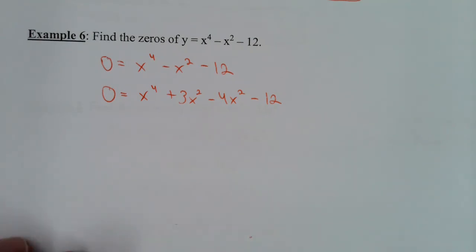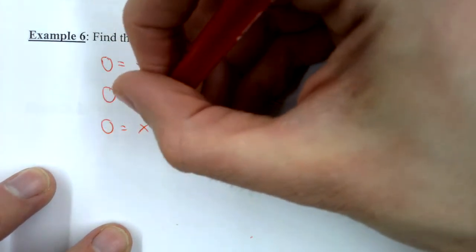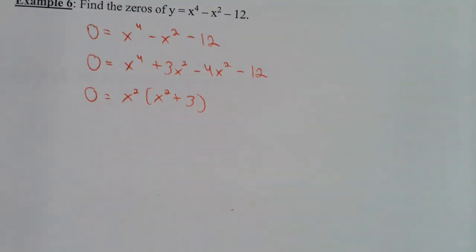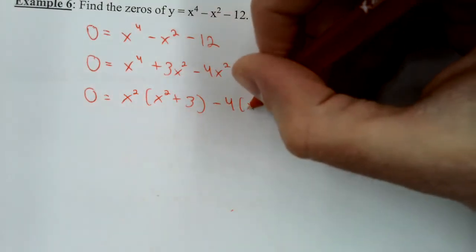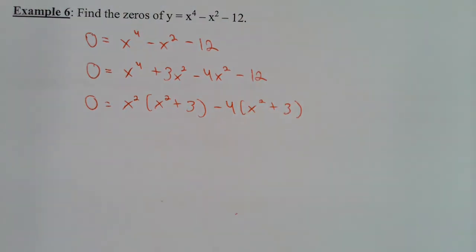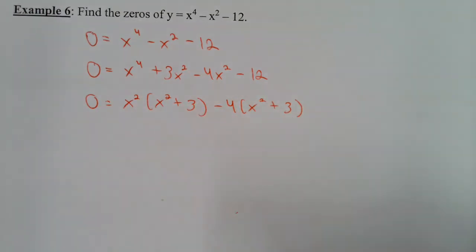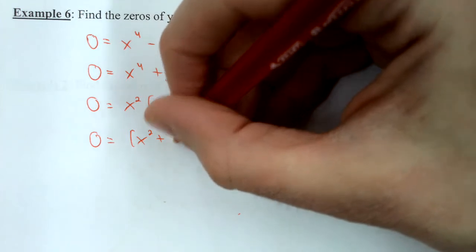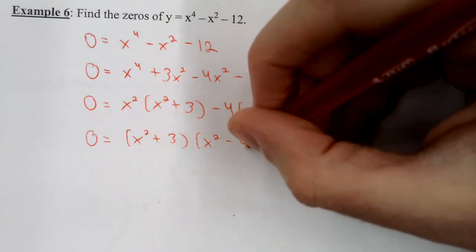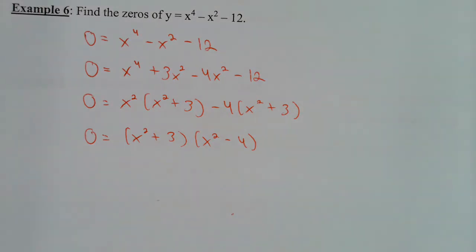The first group has a GCF of x squared. Factor that out, it leaves me with x squared plus 3. The second group has a GCF of negative 4. If I take that out, it leaves me with x squared plus 3. Factor out the GCF, which is the parentheses which match. So that x squared plus 3 gets factored out front. Everything left over, in this case x squared minus 4, comes in the second set of parentheses.